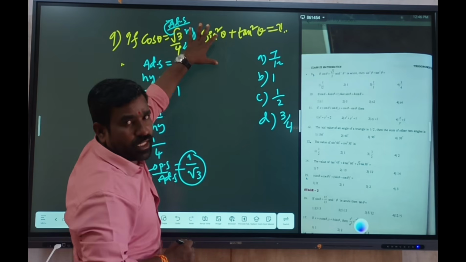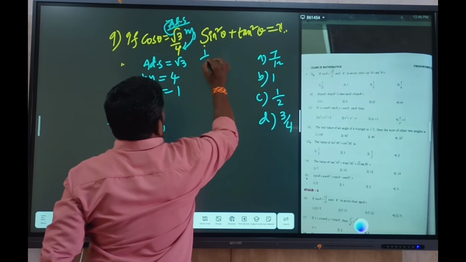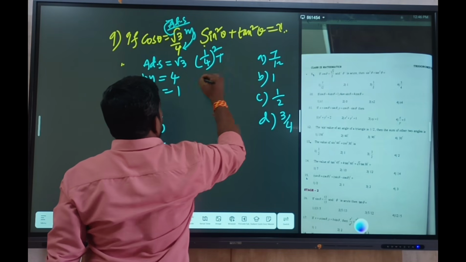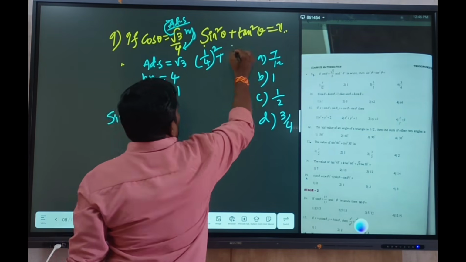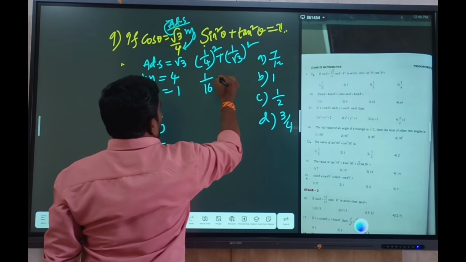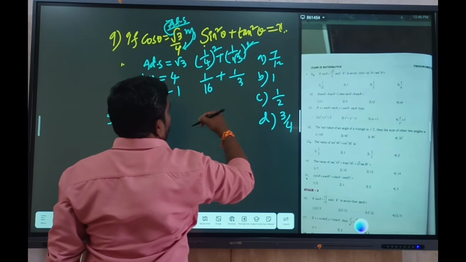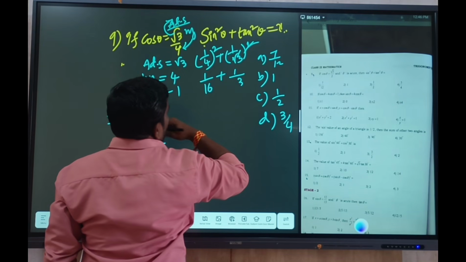Substituting in the given question: sin is 1 by 4, so 1 by 4 whole square, plus tan, which is 1 by root 3 whole square. So 1 square is 1, giving 1 by 16 plus 1 by 3, since the square and square root cancel, remaining 3.